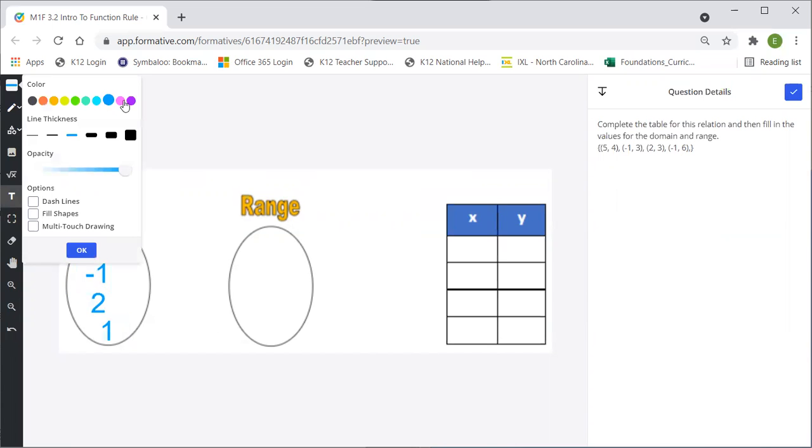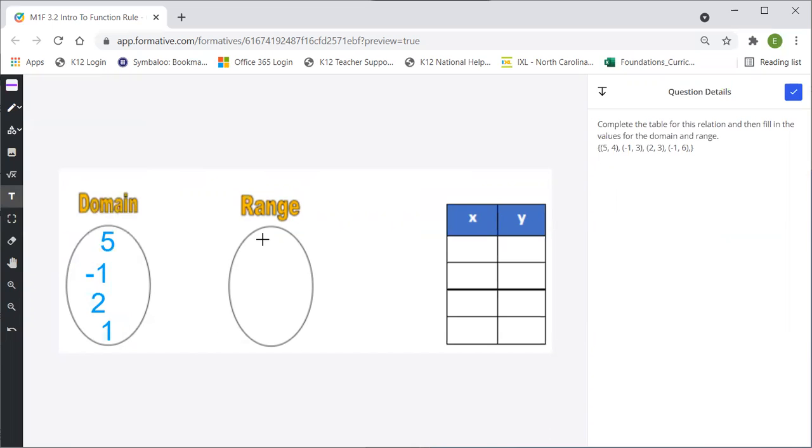And your y values are 4, 3, and I have 2 3s. You don't have to type them twice, and 6. Okay, so you can go ahead and write all of those there and then do your mapping.